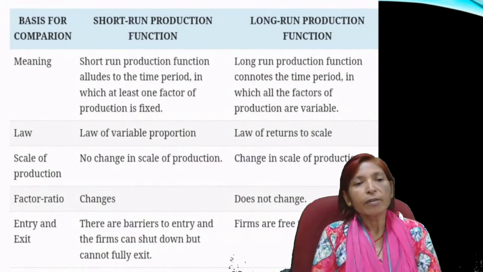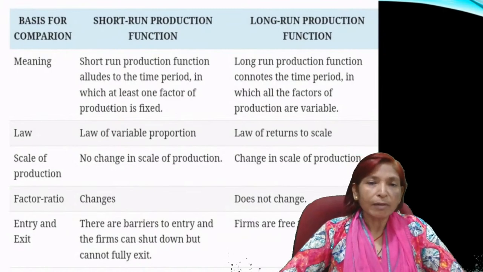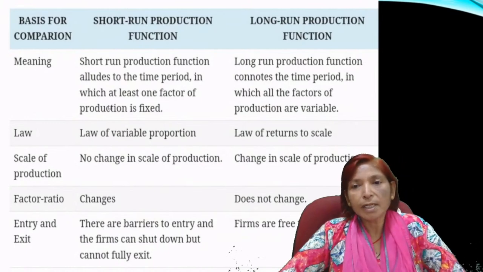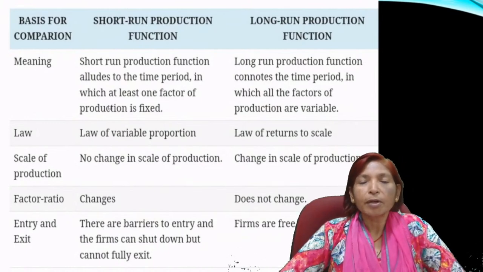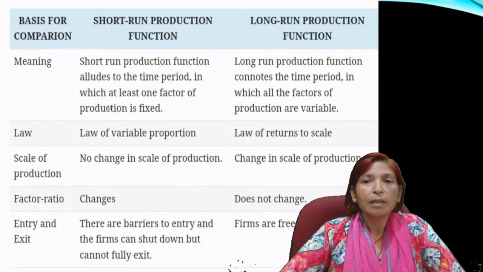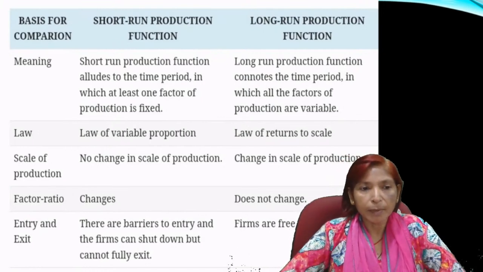So the short run production function is related to the short time period, where only one factor is variable and other factors are fixed, and in the long run production function, when all the factors of production can change easily, or all the factors of production are variable, then the long run production function or returns to scale law will be applicable.